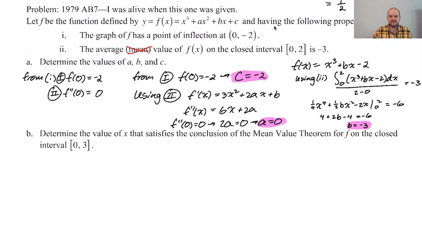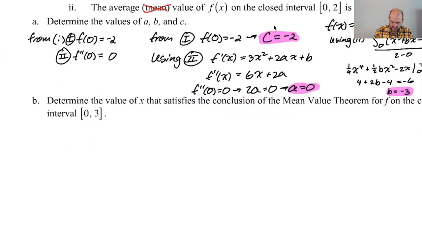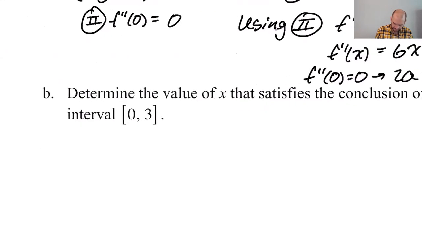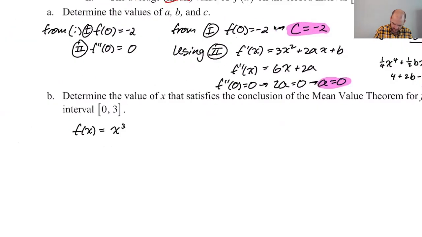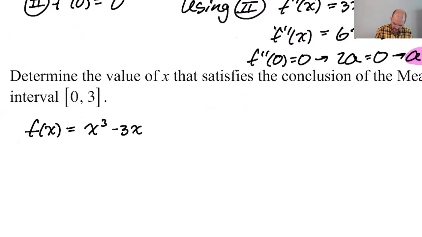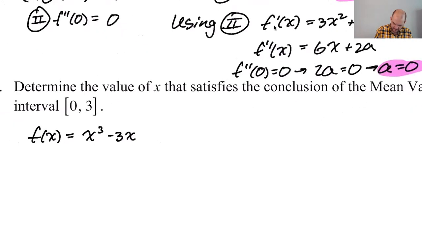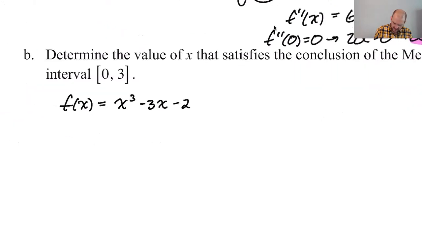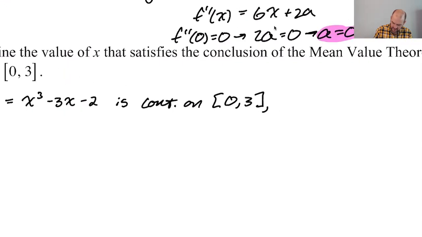Determine the value of x that satisfies the conclusion of the Mean Value Theorem for f on the closed interval from 0 to 3. Okay. So let's write f of x. f of x is x cubed. A was 0. B we got was negative 3, so minus 3x. And then c we got was negative 2, minus 2. f is continuous on the closed interval from 0 to 3, differentiable on the open interval from 0 to 3.